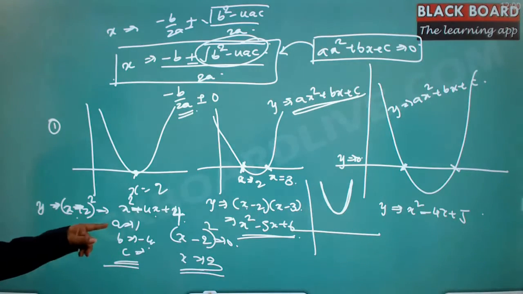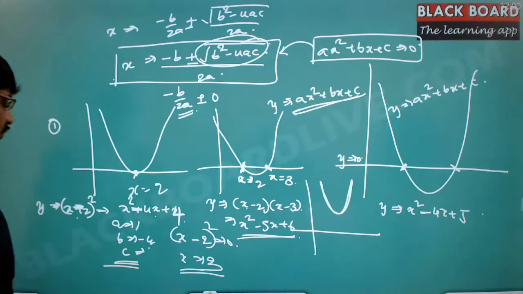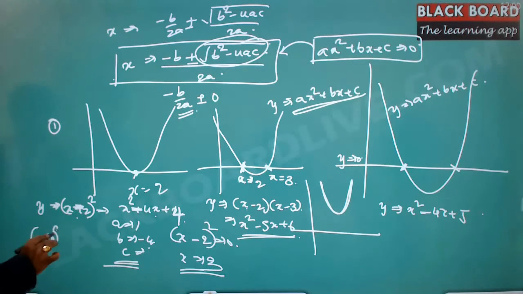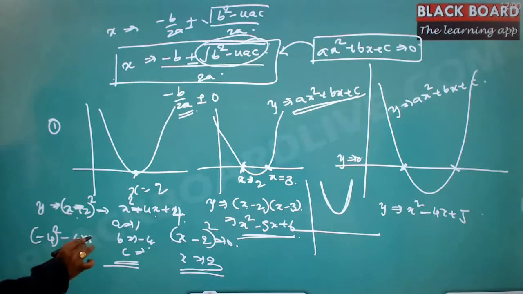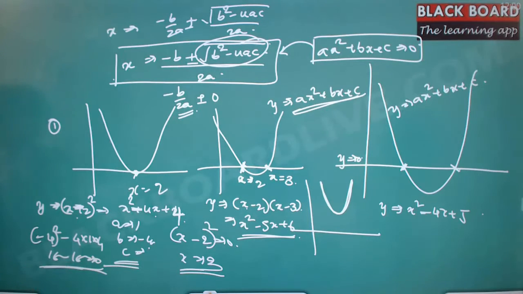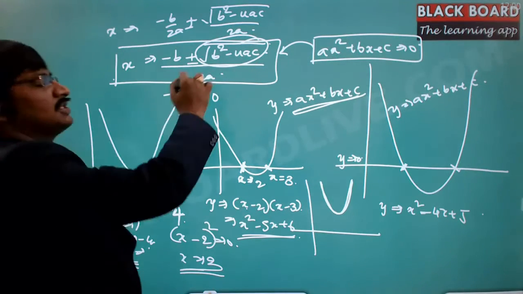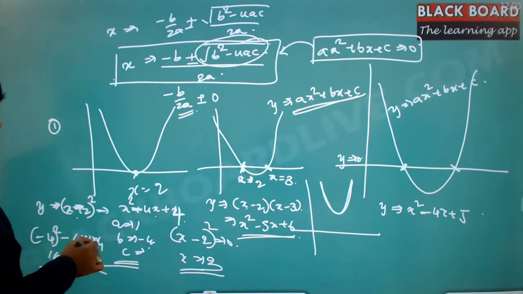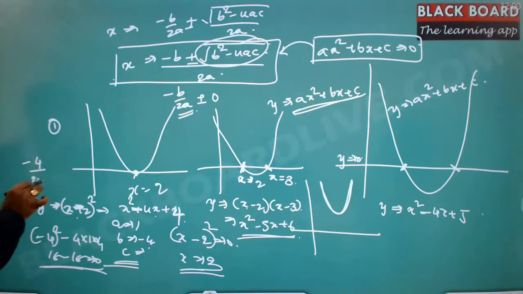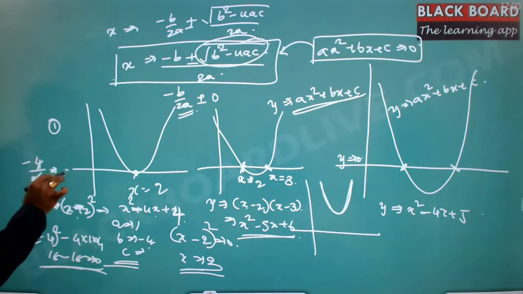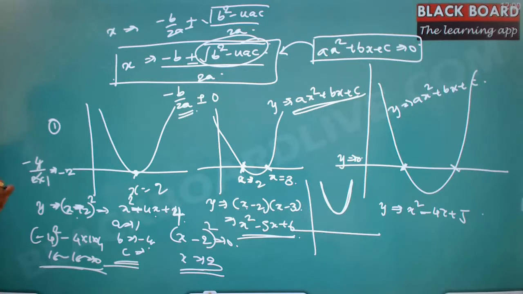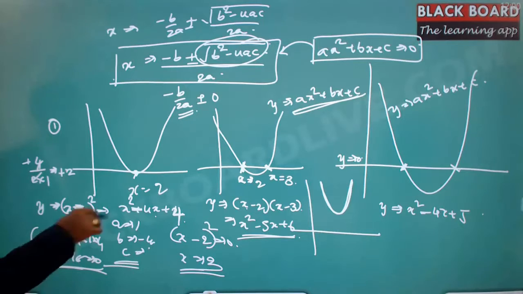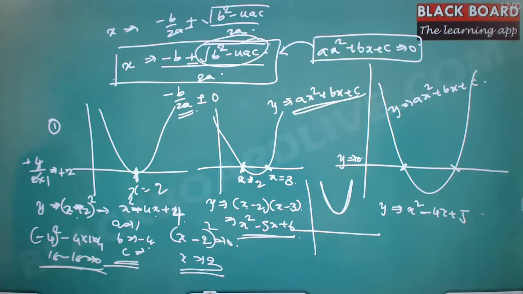You take this particular case, x square minus 4x plus 4. B square is minus 4 whole square, minus 4ac is 4 into 1 into 4. So this is 16 minus 16, equal to 0. In this particular case, the b square minus 4ac value is coming out to be 0. Hence we have got only one solution, minus b by 2a. If you calculate it, minus of minus 4 by 2 into 1, this is plus 2. So that is the reason we have got the solution as x is equal to 2.